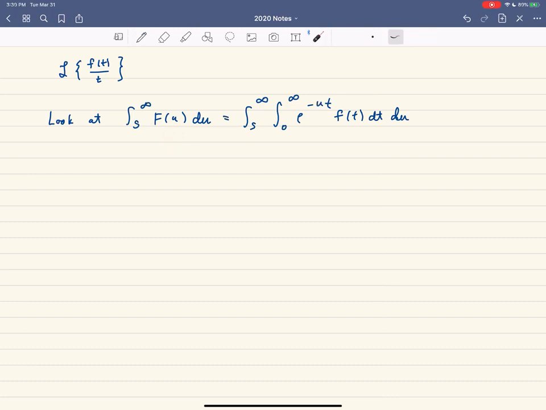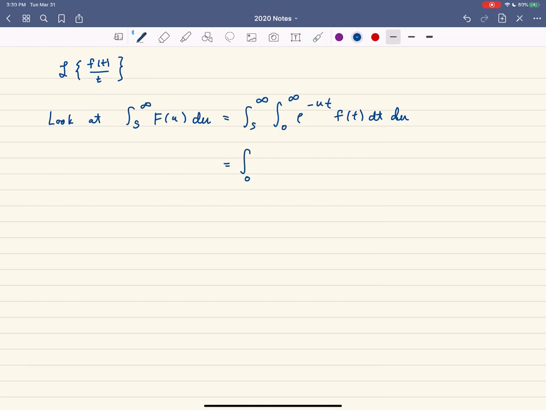And again, I'm going to do something completely unjustified, but it turns out it's fine. I'm going to switch the bounds of integration, and it turns out that we can do this with no problem based on Fubini's theorem in Calc 3, right? If you have a nice enough function, you can switch the order of integration. Here, notice that switching the order of integration really is fine because our bounds for t don't depend on u, right? Our bounds for t just go from 0 to infinity.